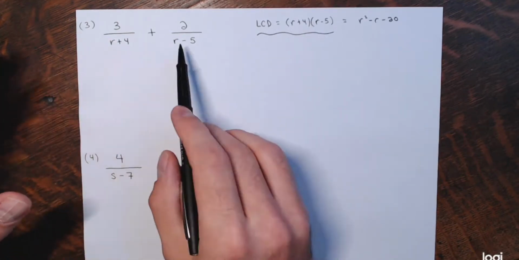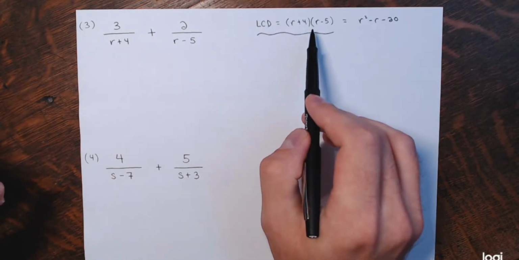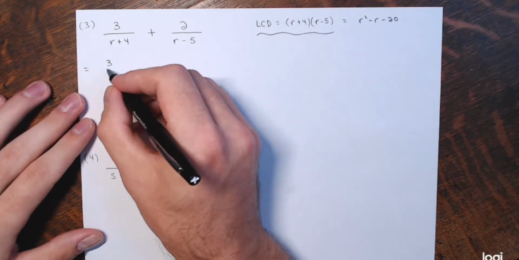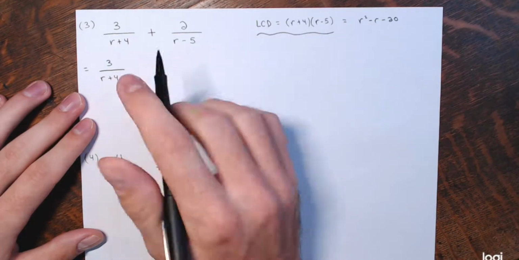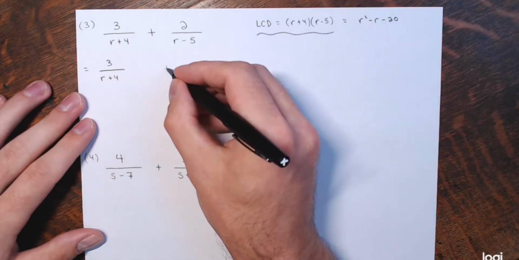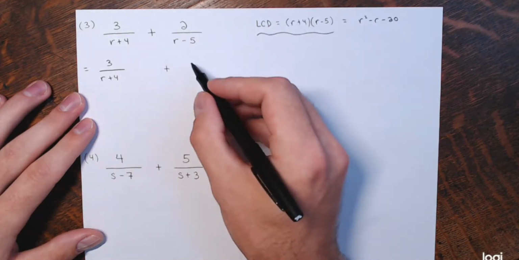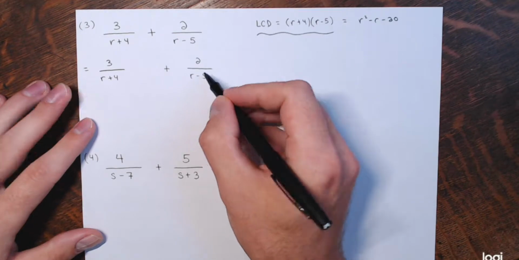Each fraction's denominator into. Right? I want both denominators to be this. Alright, so as I did in the last example, we have 3 over r plus 4. I'm going to leave some space, plus, so we can write what we're multiplying by to change the denominator. And then 2 over r minus 5.